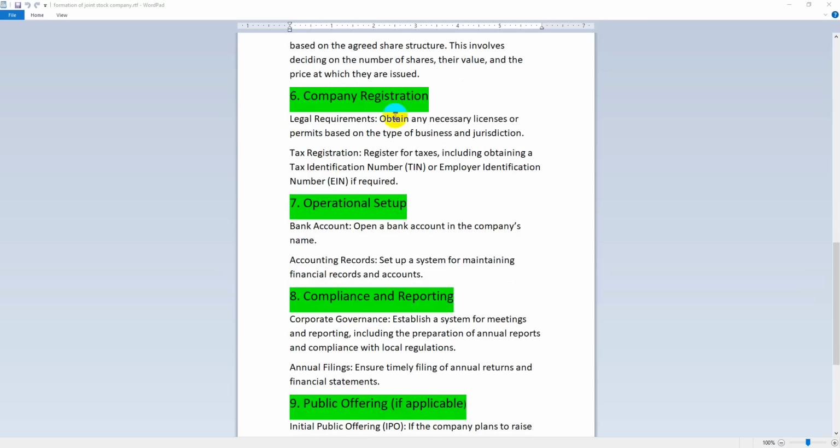Number six is company registration. Legal requirements: obtain any necessary licenses or permits based on the type of business and jurisdiction. Tax registration: register for taxes, including obtaining a tax identification number or employer identification number if required.